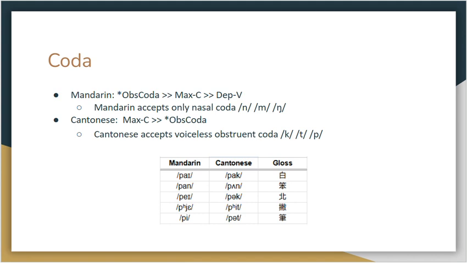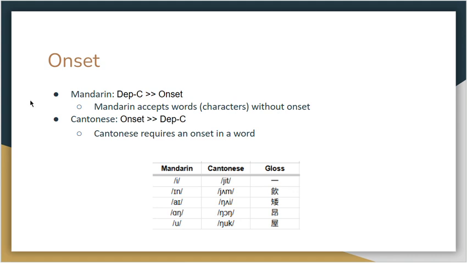And for the repair strategy in Mandarin, we choose MAX over DEP, so it drops the coda instead of creating a new syllable. And for onset, Mandarin allows syllables without an onset while Cantonese doesn't. So as we can see here, in the gloss E, Mandarin is pronounced with only the nucleus, but Cantonese adds an onset before it, even though it's a glide.